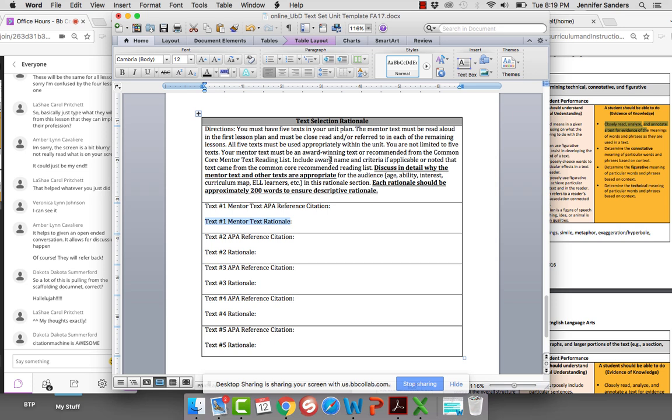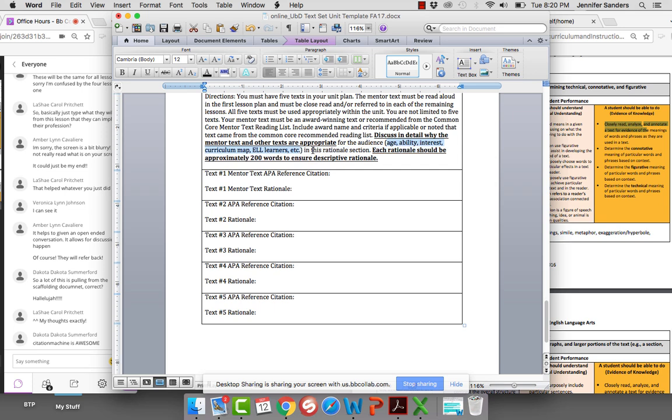But let's look here. Some of your mentor texts will not have an award name because they're off of the recommended list. And so you're going to tell whether it has an award name or a recommended list. And you've got to give me a very detailed understanding of the text, like age, the text ability level, the interest level. Let's see. Grade level, Lexile level. Like I'm looking for those things. Lexile level is the most important. That's the one that I'm looking for.